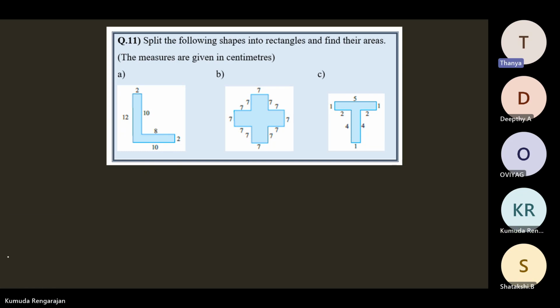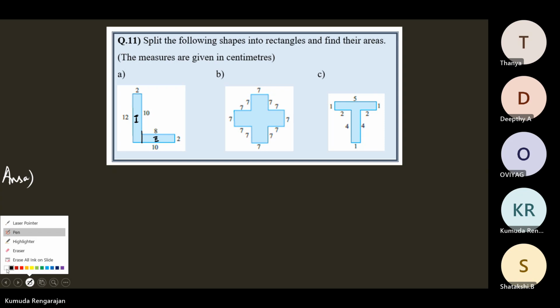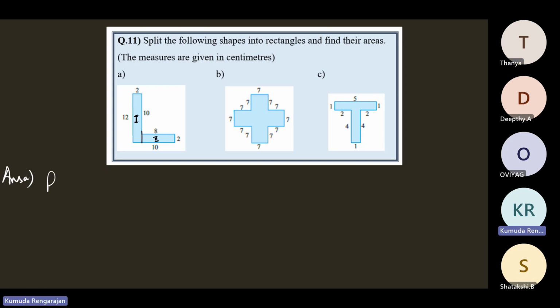Ma'am, can I tell method 2, ma'am? Sure. For the first one, okay? Yeah. Ma'am, 1 minute. I got the right answer for method 2, ma'am. Have you divided it like this, Tanya? Yes, ma'am. Okay, let me just make the table.